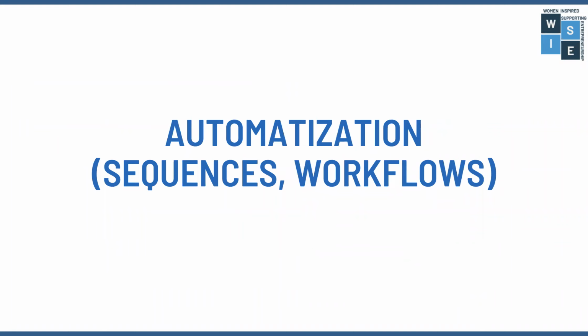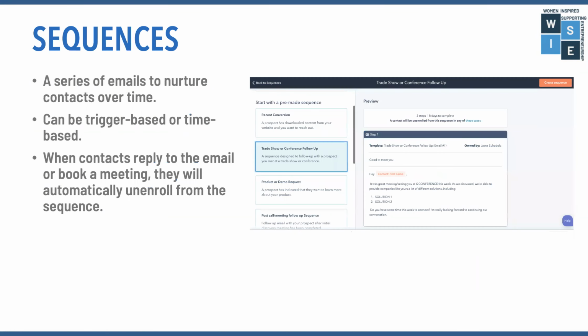And now let's look at the automation with sequences and workflows. When using email, we want to automate as much as possible to keep the contacts engaged, but also get some time back. Sequences are a series of emails to nurture contacts over time. They can be trigger-based or time-based. When the contact replies to the email or books a meeting, they will automatically unenroll from the sequence. As you can see from the example on the right, there are a few templates for sequences for specific purposes, such as following up after a conference, but you can design your own sequences from scratch.